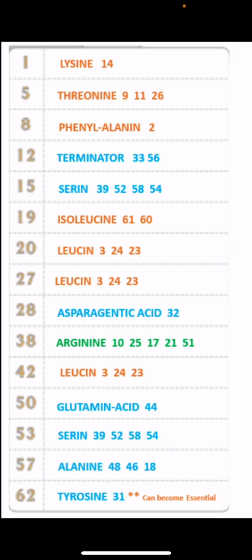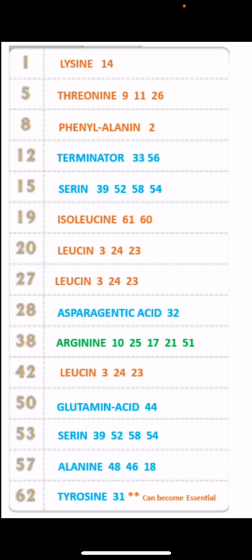And now on the right side of it are all the other gates that are in that same amino acid or codon group. So like 1 affects the 14 because it's lysine, 5 affects threonine with 9, 11, and 26, 8 is phenylalanine affecting gate 2, 12 is a stop codon or terminator, also with 33 and 56. You get the point. So you guys can take a screenshot of that.